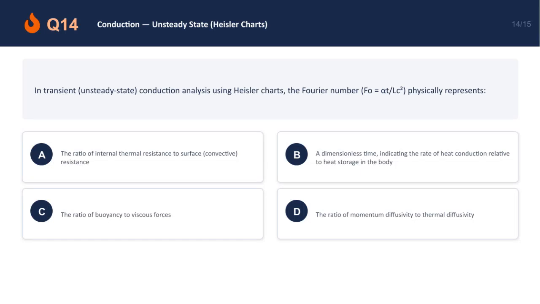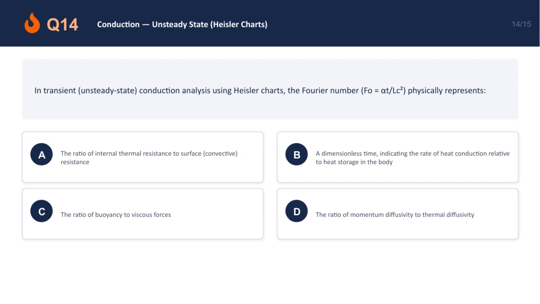Here we're looking at the Fourier number, which is used in transient or unsteady state conduction analysis with Heisler charts. The key point is that the Fourier number is a dimensionless time parameter. What it really tells us is how fast heat conduction is occurring compared to how much thermal energy is being stored in the material. If the Fourier number is large, it means heat has had enough time to travel deeply into the material, so the system is close to reaching steady state. On the other hand, a small Fourier number means we're still in the early stages of the transient process.